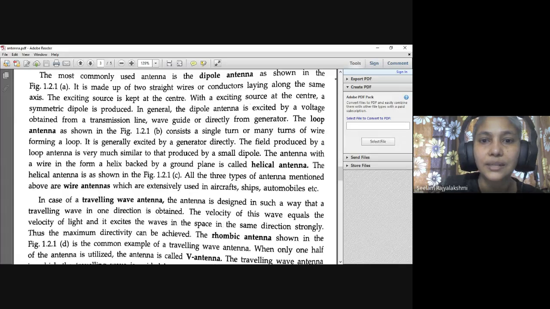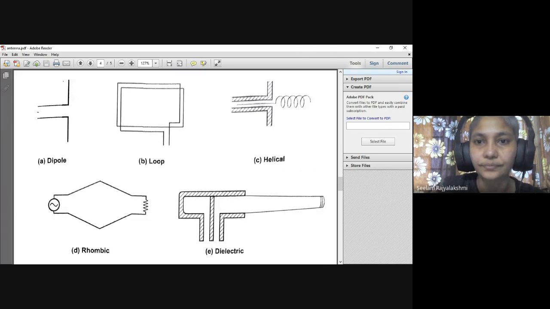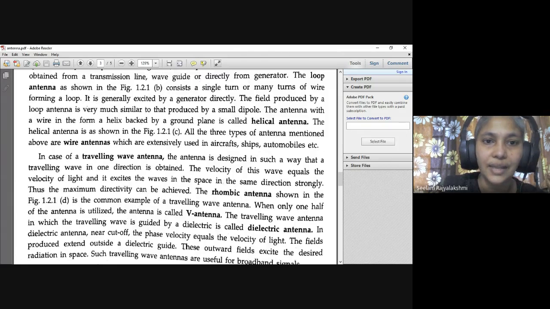All these three types of antennas mentioned above are wire antennas, which are extensively used in aircraft, ships, and automobiles. So here we can see the helical antenna. Okay, these are the three wire antennas, and here we can see the helix backed by the ground plane, which is called the helical antenna. The helical antenna we have already seen.